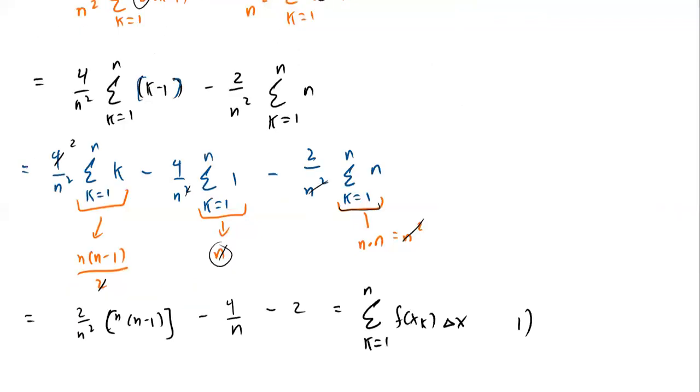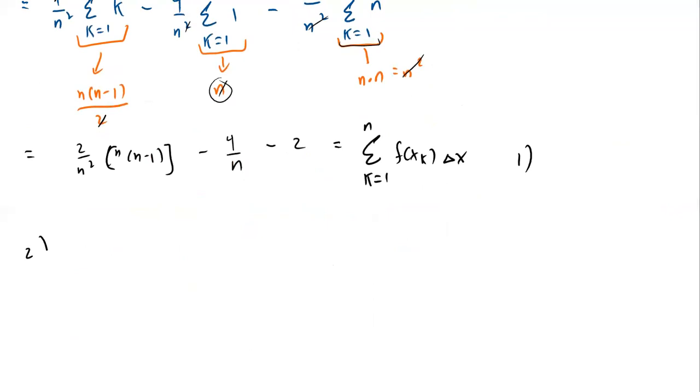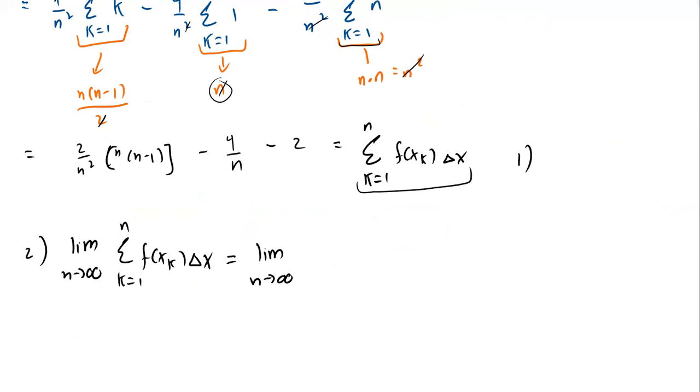So for the second part, we're going to be taking the limit as n approaches infinity of the sum k equals 1 to n of f of x of k times change in x, which is the same as the limit as n approaches infinity. This whole sum we saw is just equal to 2 times n minus 1 over n squared minus 4 over n minus 2.